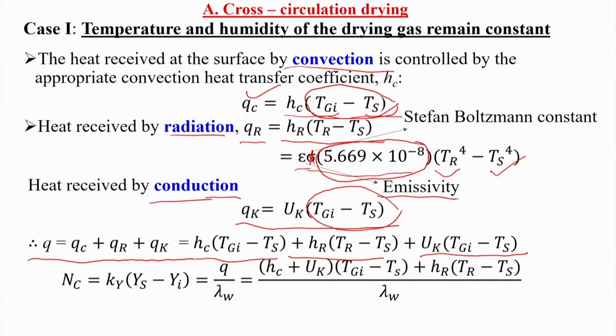We have already derived N_C is equal to K_y into (Y_S minus Y_I), which is nothing but Q by lambda_W, the latent heat of vaporization of water. Since (T_GI minus T_S) is the driving force for both convection and conduction, Q is (h_C plus U_K) into (T_GI minus T_S), plus, due to radiation, h_R into (T_R minus T_S), all divided by lambda_W.